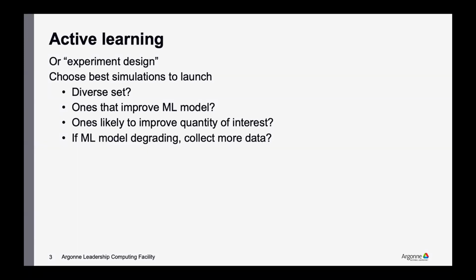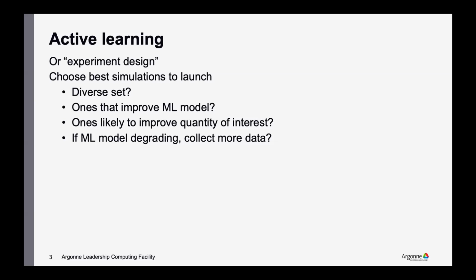Okay, so one use case is active learning. If you're not familiar with that term, you might have called it experiment design. So you might want to use machine learning to decide which simulations to launch. Maybe you want diverse simulations, or you want to pick the simulations that will improve your machine learning model. Or maybe you're trying to predict something really specific, like a certain property of molecules, then that could influence which simulations or computations are most important to run.